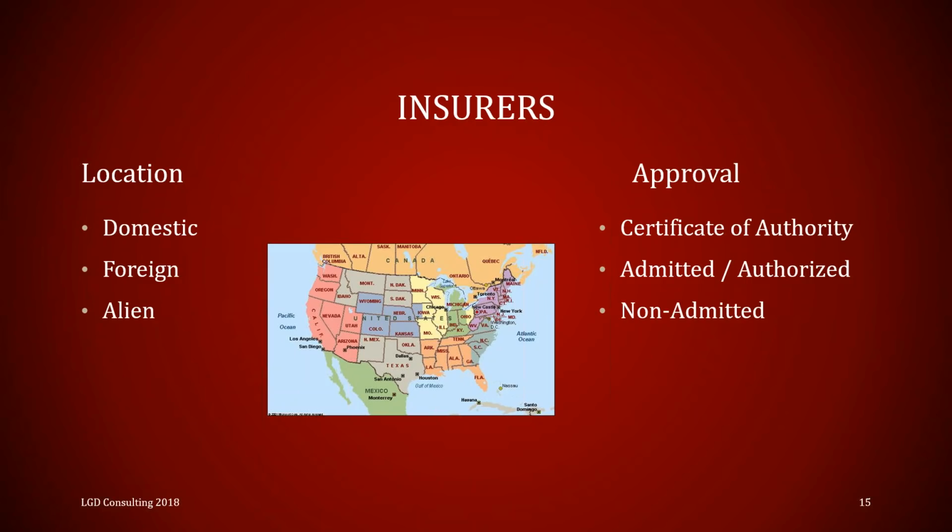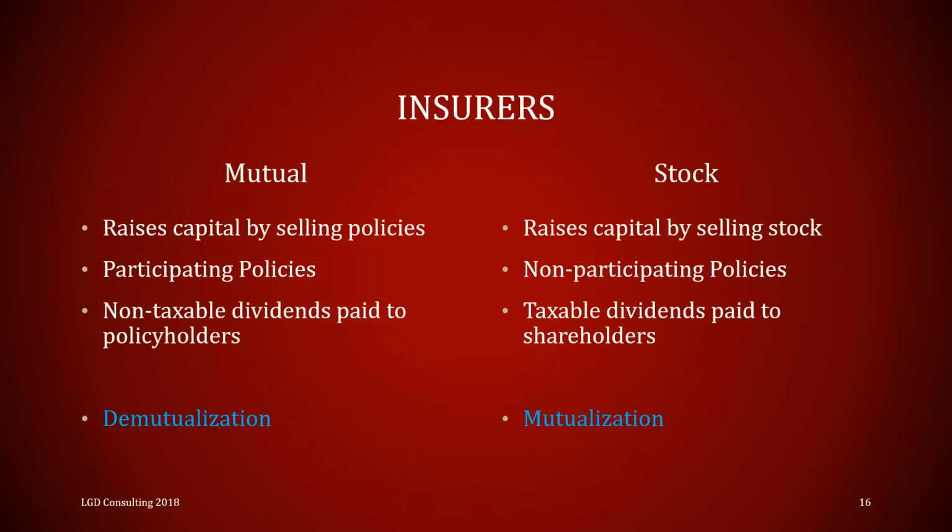But the test will try to blend them to confuse you. Like, a foreign insurer is one that originated outside the state and must be admitted. True or false? Well, that's false because you can be foreign and not admitted. You see? So you've got to watch out for those questions. Two different topics, but again, the test will blend them together to confuse you. All right.